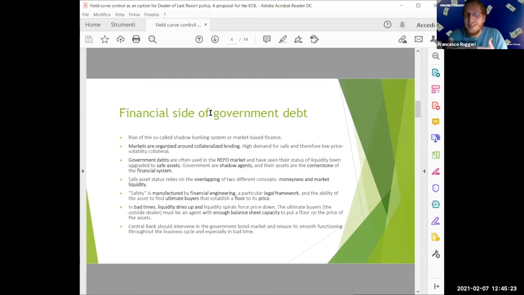So this safe asset status that government debts acquire is constructed through the financial engineering behind it, and because there is an ultimate buyer, an outside dealer that is ready to step in and put a floor to the market. So in this environment, it is really important to have a central bank that intervenes in the government bond market, because it runs to this very important asset.